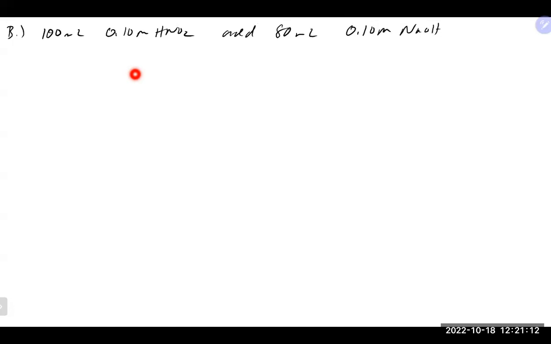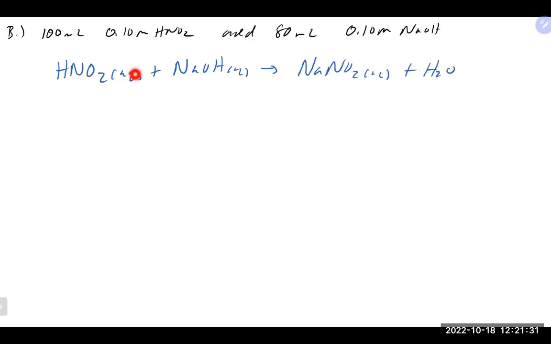So we will write our reaction here, which will be HNO2 reacting with some sodium hydroxide. Going to give us a little sodium nitrite and a little H2O. In this case, we need to do an ICE table, and it should be done in moles, so we do need to convert these into moles.